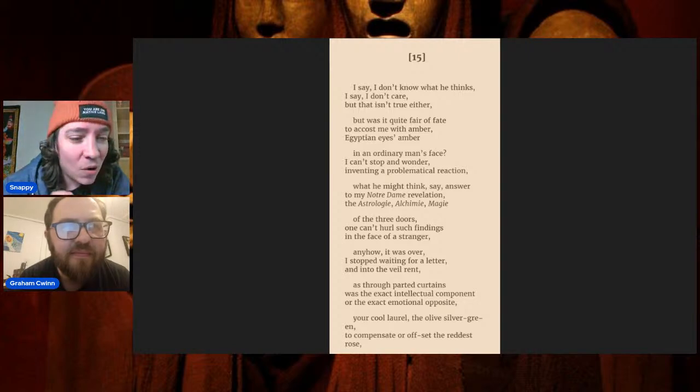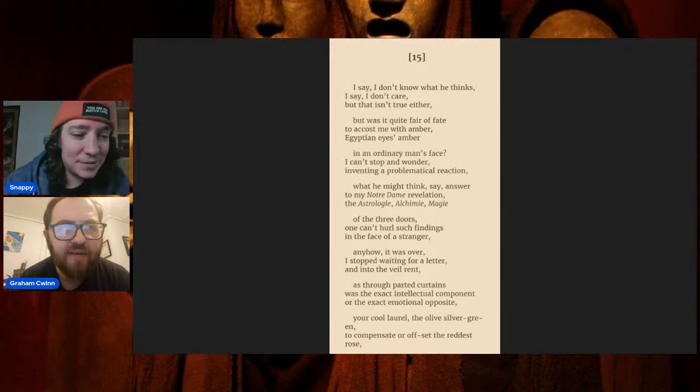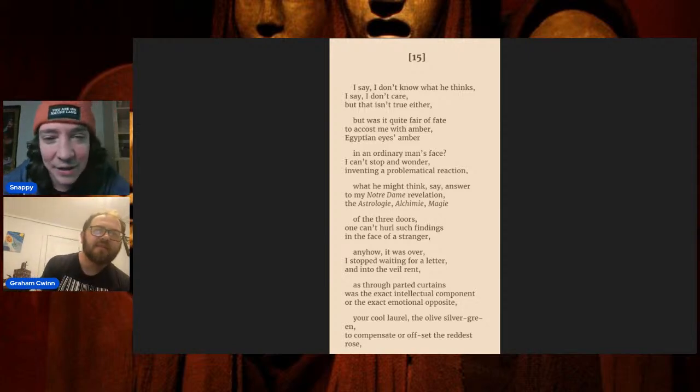The muses always have the eyes of gold. They have the eyes of Helios, right? It's that sign of that Helios lineage.